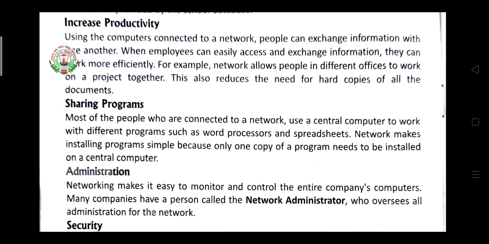Sharing programs. Most of the people connected to the network use a central computer to work with different programs such as word processor and spreadsheet. Network makes installing programs simple because only one copy of a program needs to be installed on a central computer. Sharing programs means if you install any software or any apps, then with the help of sharing programs, you can access all the software.